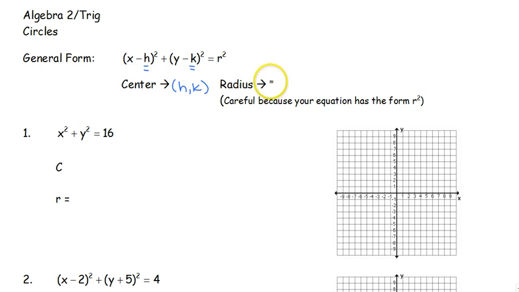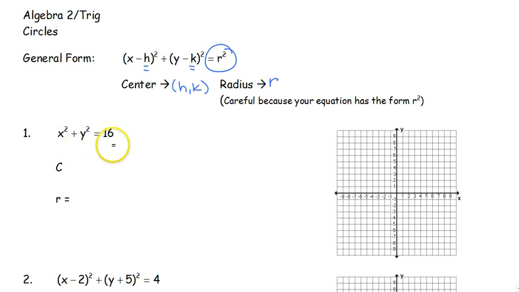The radius is r. You just want to be really careful because when you look at the equation, it is set equal to r squared, not r. So when you find the radius, you're going to have to take the square root of what the number is set equal to. Alright, so let's start off simple with the first one.